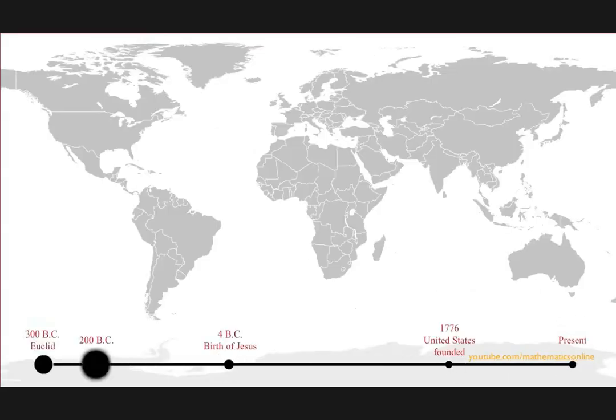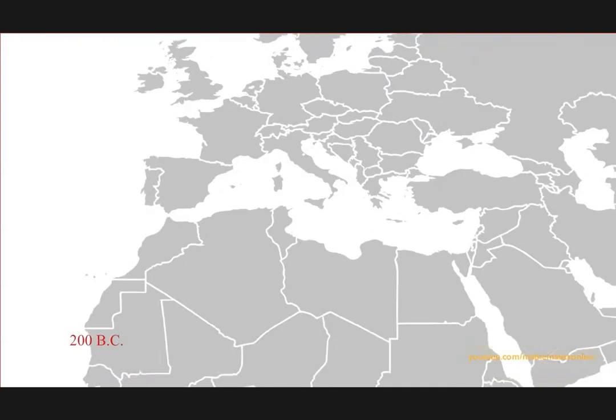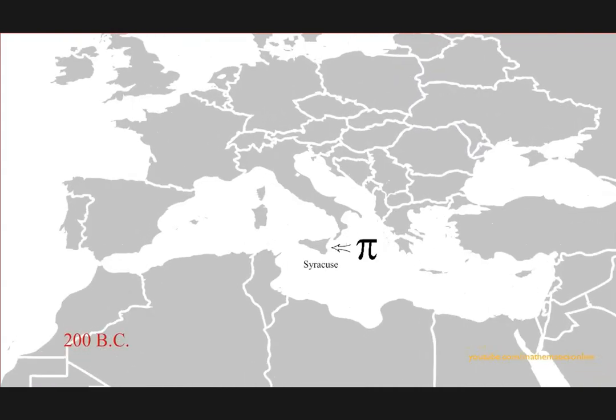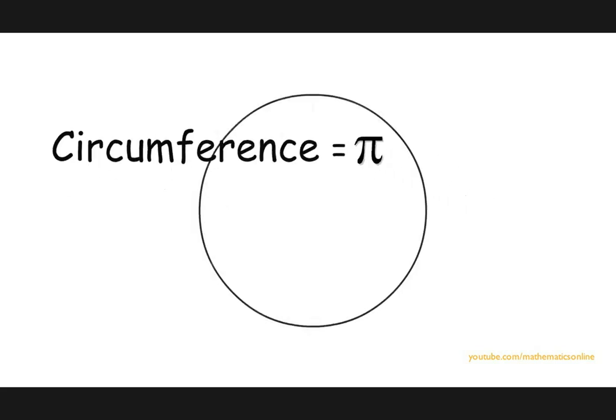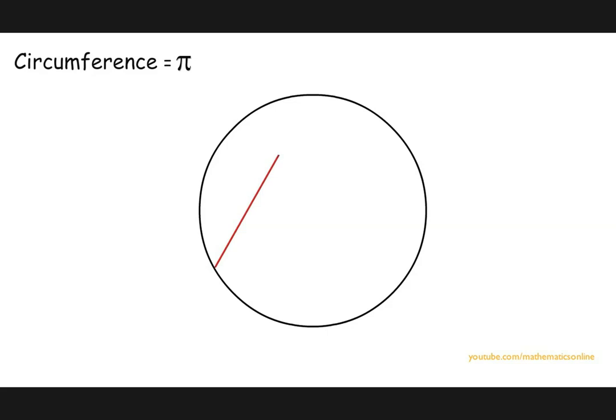Around 200 BC, Archimedes devised a method for calculating pi by method of exhaustion. First, we create a circle with a radius of 1/2. Now remember that the circumference of a circle is equal to 2 pi r. So with a radius of 1/2, the circumference is equal to pi. Next, inside the circle, we inscribe a polygon, and we increase the number of sides repeatedly.